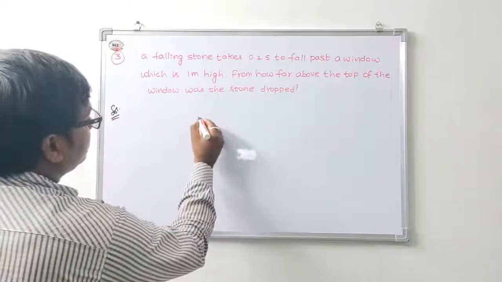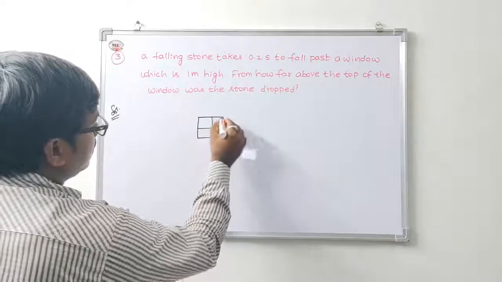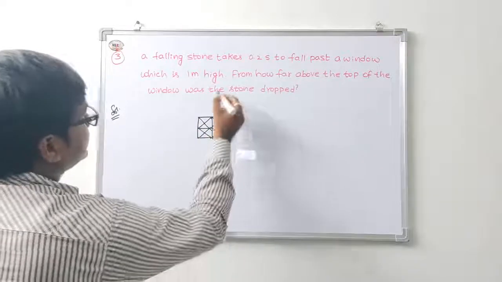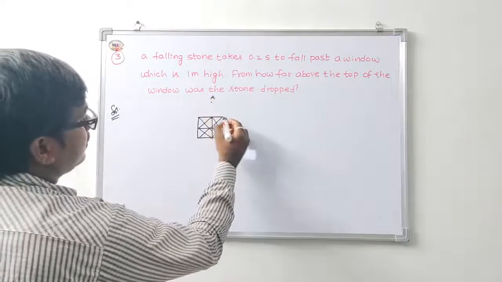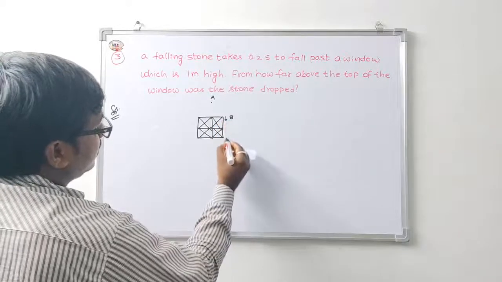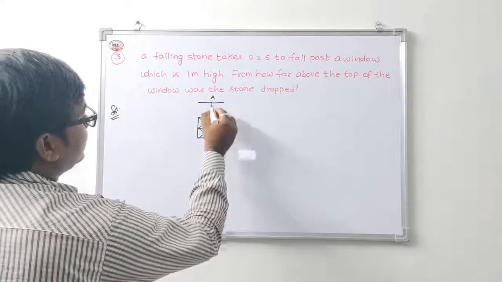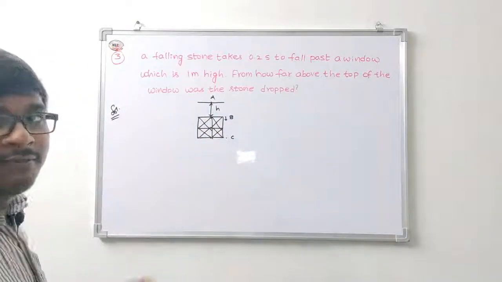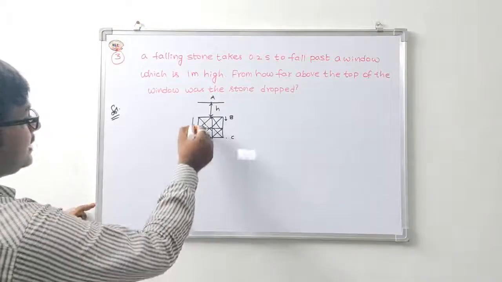From a certain height above the window, that height is to be found, and the time taken is to be found. This is the window. From above the window one point, that point is A, this point is B, and the maximum height is C. This height is also to be found. That height is the unknown height, find H. The window height is 1 meter.